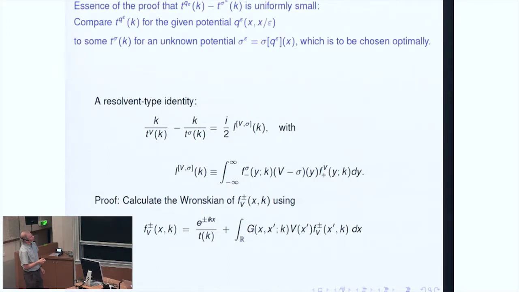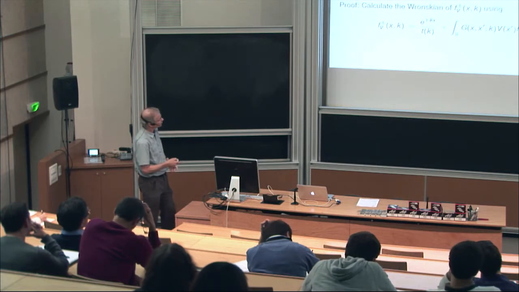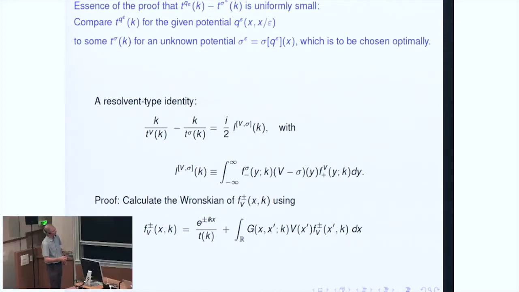So the idea is then to look at a resolvent type identity. This is related to resolvent identities. You look at the reciprocals of the transmission coefficients. So this is a general identity. If I have two potentials, V and sigma, and I write down their transmission coefficients, I can represent the difference of their reciprocals as an integral like this, where these are oscillatory functions called the Jost solutions you saw in a previous slide. So there's the difference, V minus sigma, and then these are e to the iky type objects. This is an oscillatory integral.